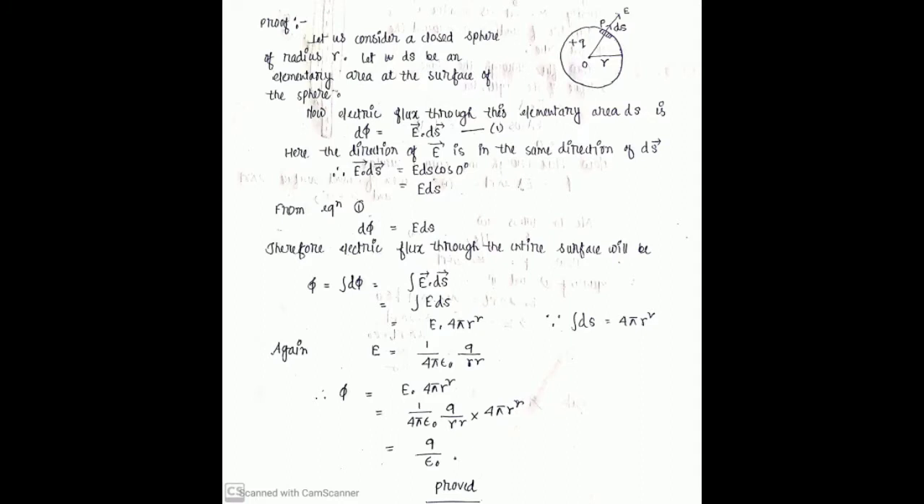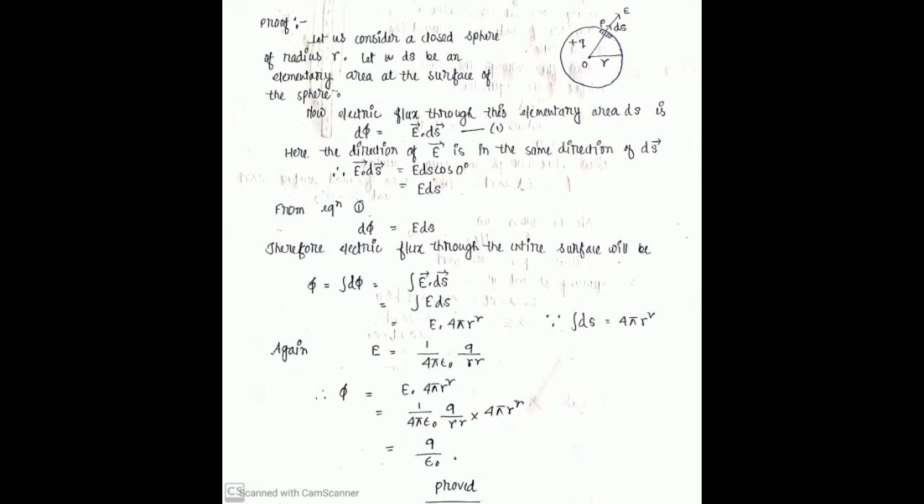Here you can see I'm drawing a closed sphere of radius r and the total charge enclosed by the sphere is q. I'm considering an elementary area ds at the surface of this closed sphere. You can see the direction of the electric field is in the same direction as the element area I am considering. From the previous knowledge, we know that electric flux through an area is the number of field lines passing through this elementary area in a normal way. So we are considering the elementary area as ds, and the direction of electric field is in the same direction as this elementary area ds.